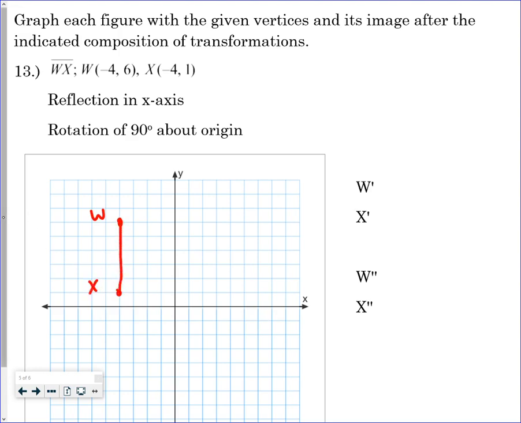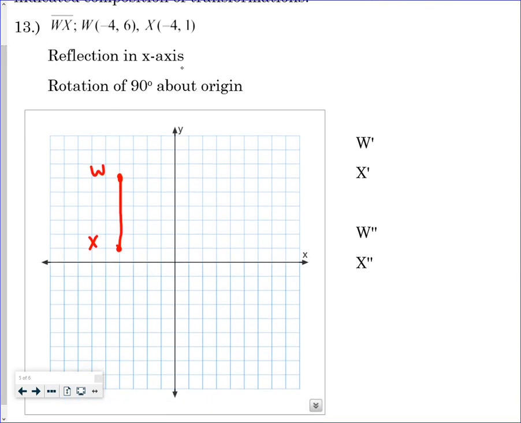Okay. So the first thing we're going to do is reflect it in the x-axis. If you reflect it in the x-axis, you change the sign on the y. Very good. So if it was negative 4, 6, what is it now? Negative 4, negative 6, right? If X was negative 4, 1, what's X prime? Negative 4, negative 1, right?